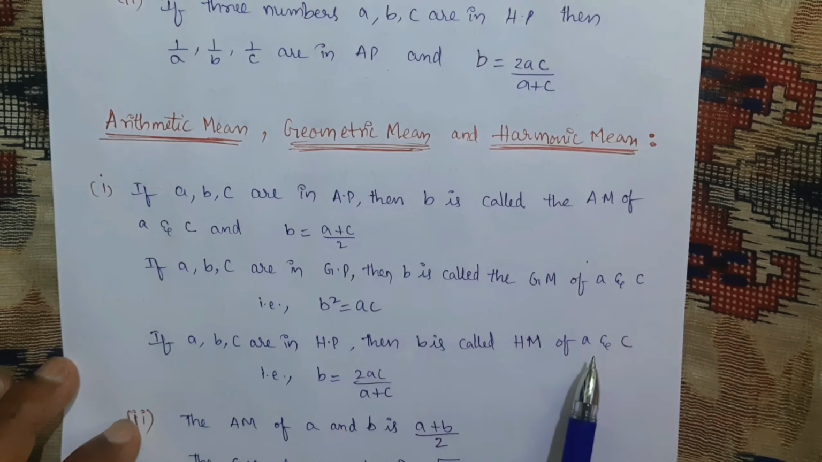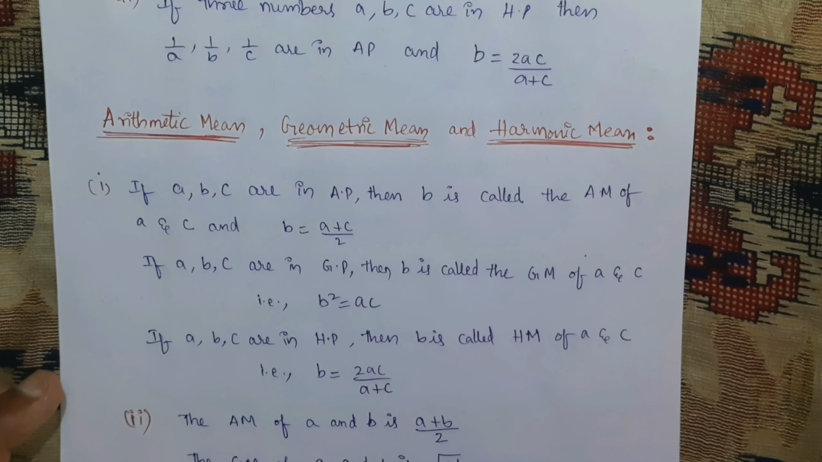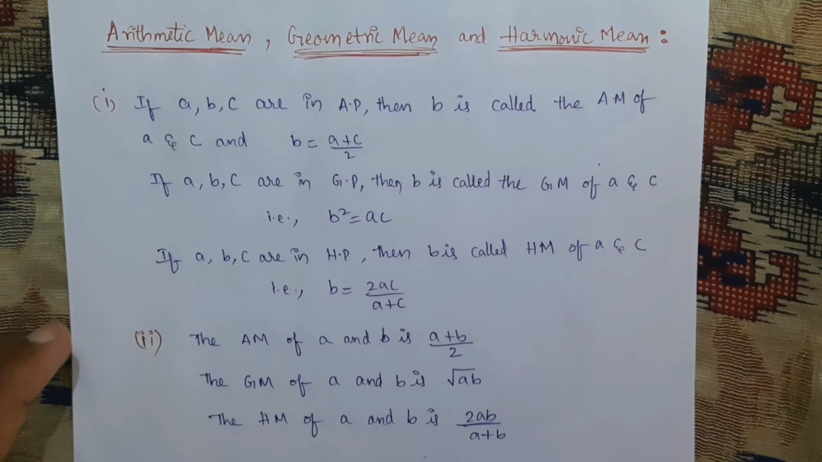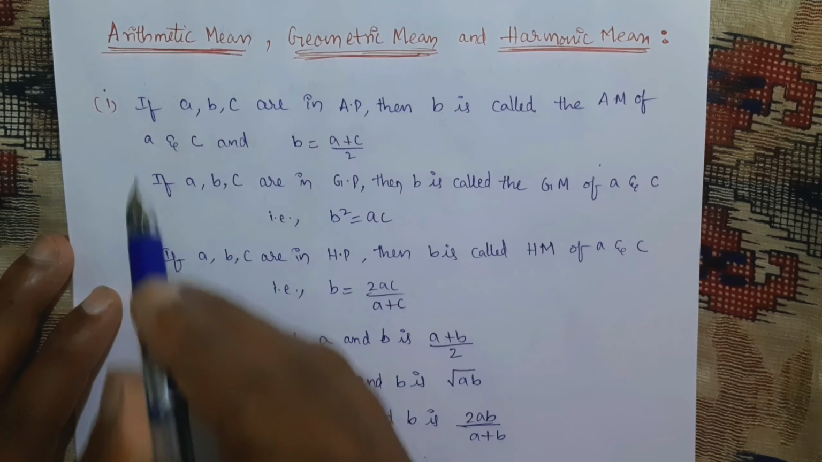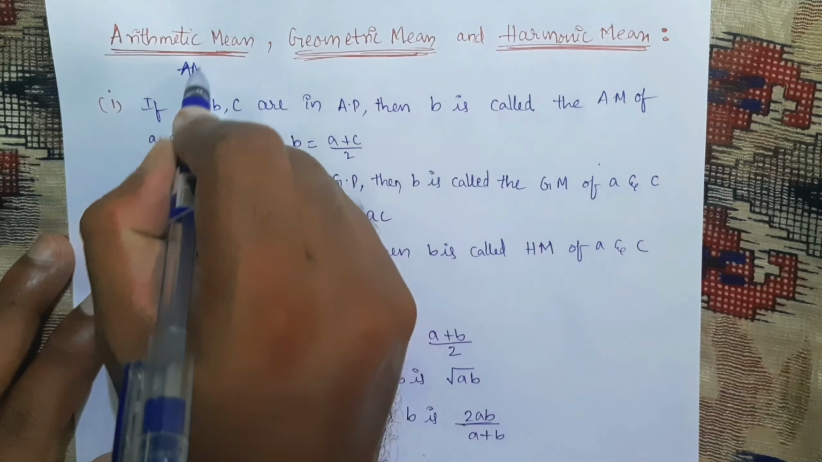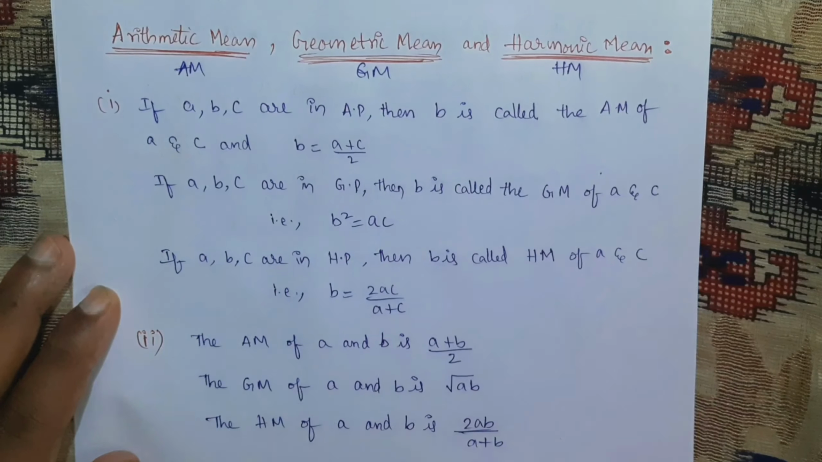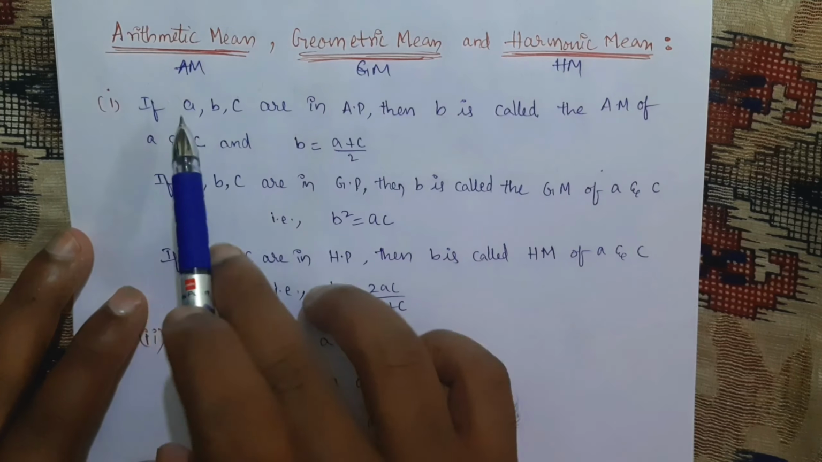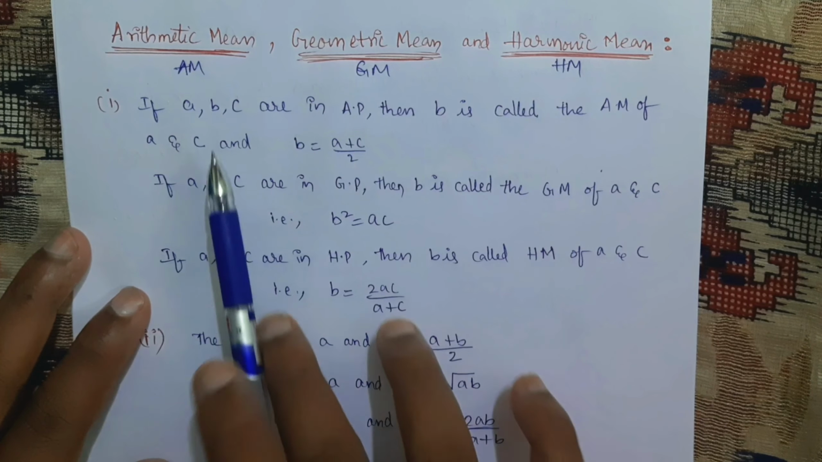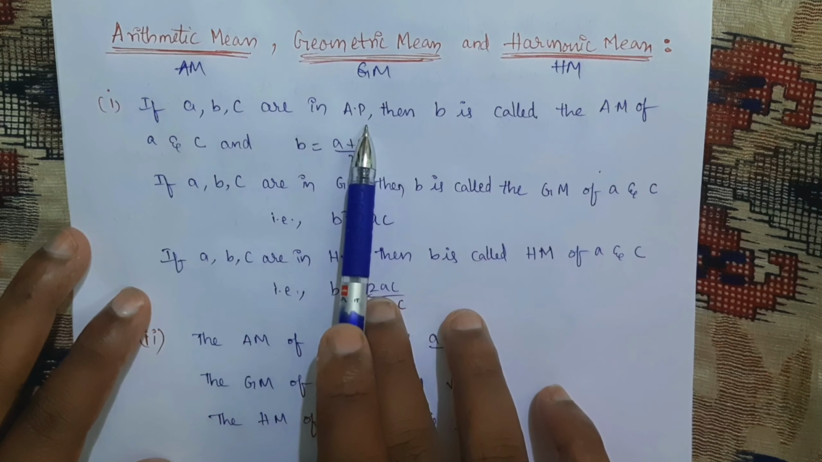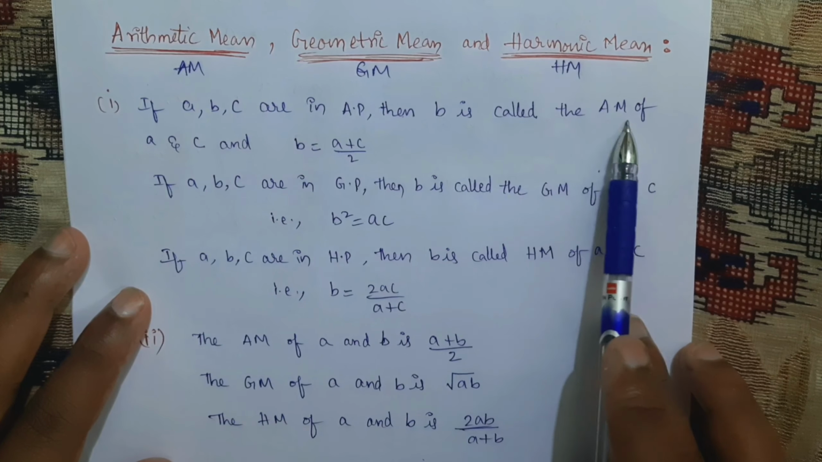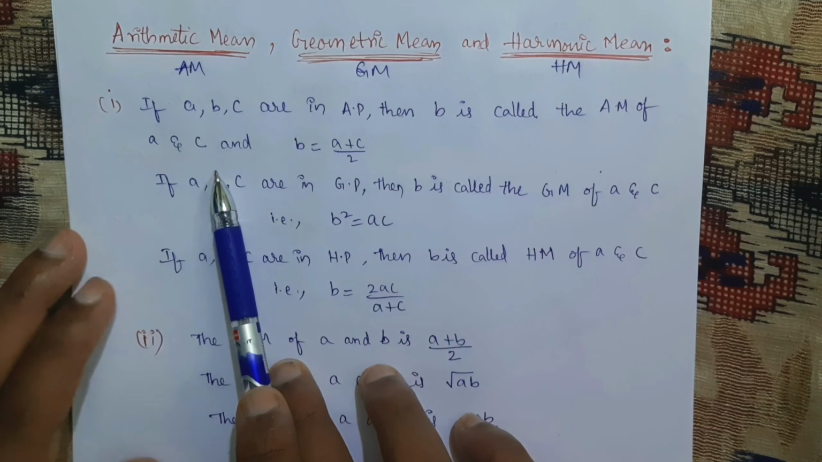Next, arithmetic mean, geometric mean and harmonic mean. This is also a very important topic in sequence and series. Simply, instead of arithmetic mean we can call it AM, this is GM and this is HM. In the first point, if A, B, C are in AP, then B is called the arithmetic mean of A and C.